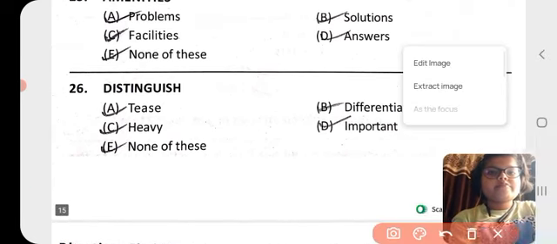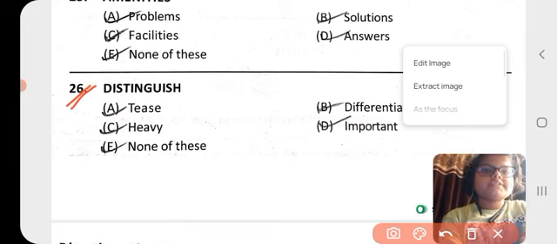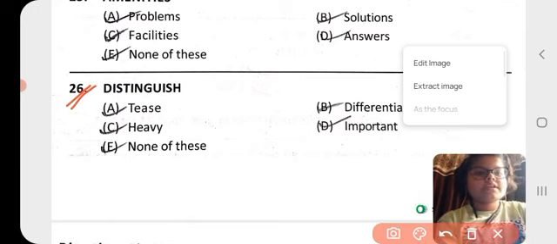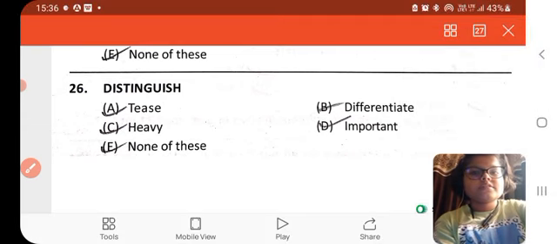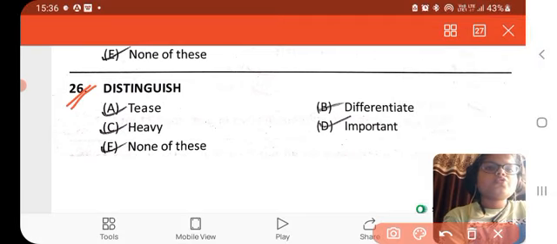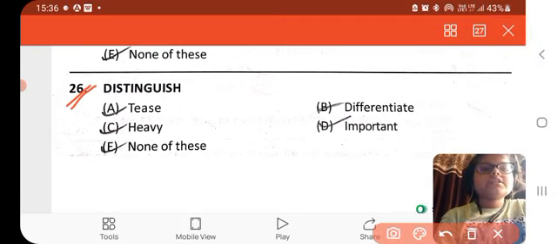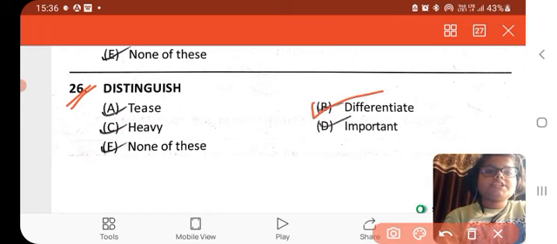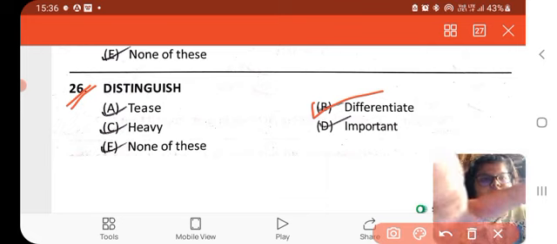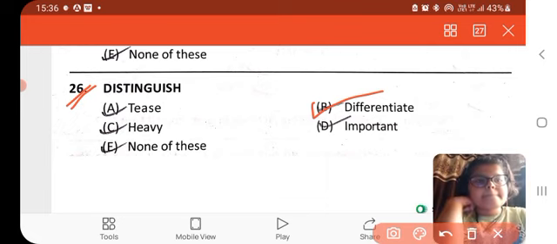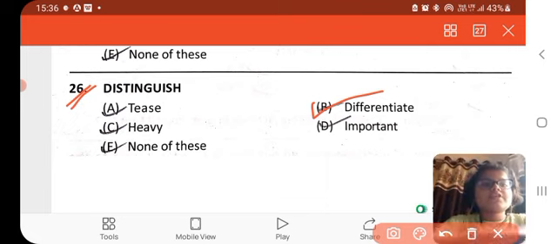We have to find the synonym of distinguish. I think it's very easy. The answer for this question is option B, differentiate. Differentiate is a synonym of distinguish. Okay, let's move on to the next question.